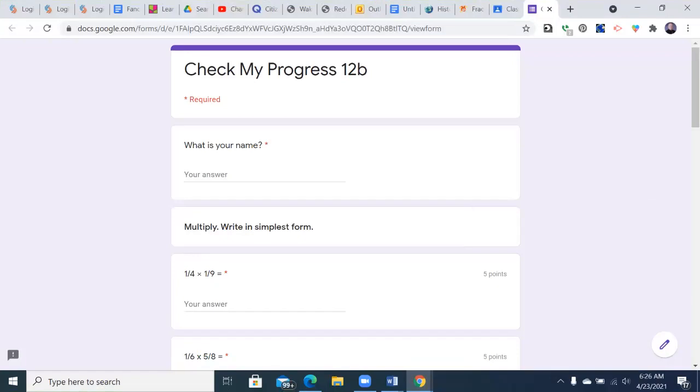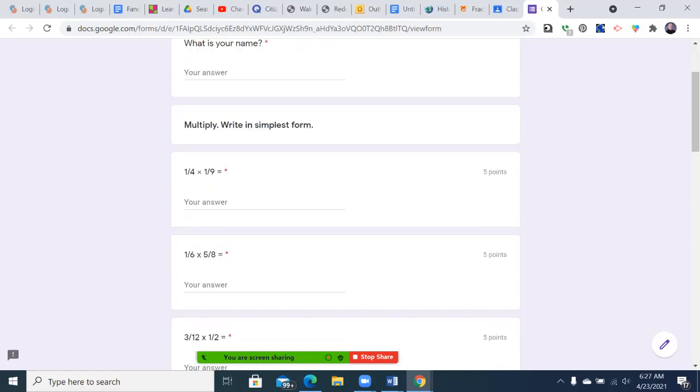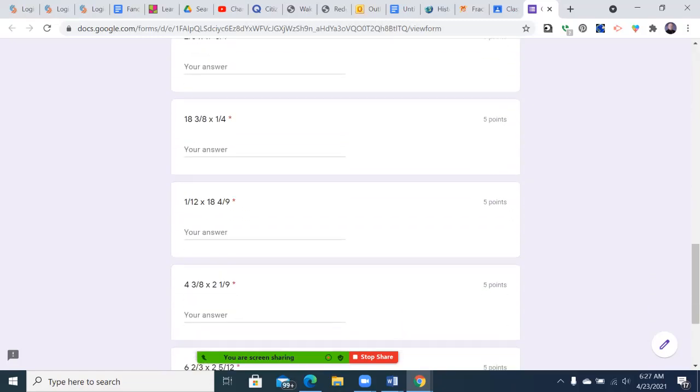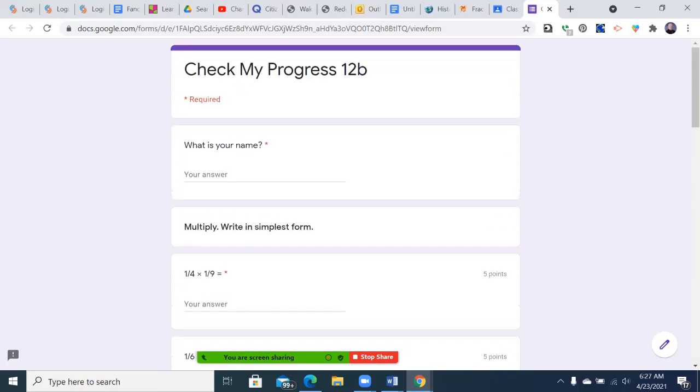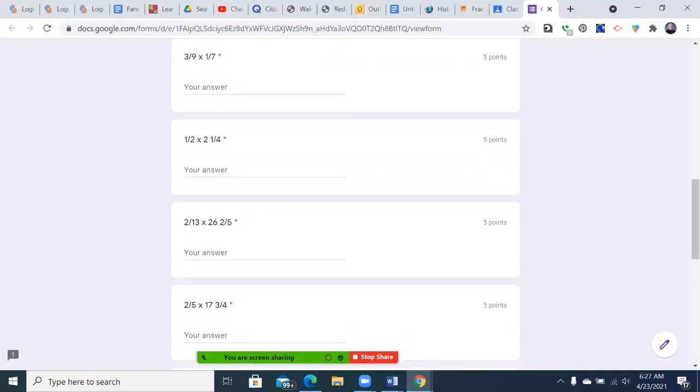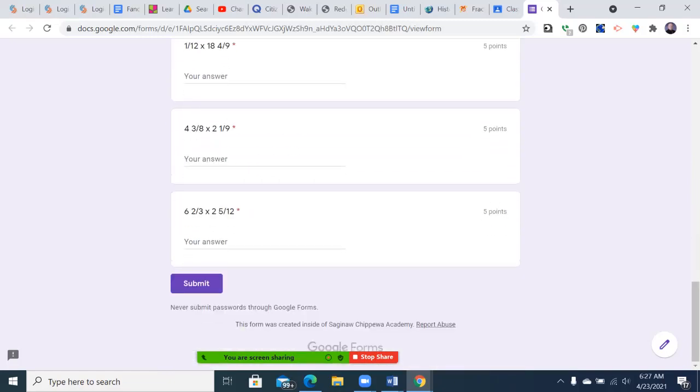When taking these quizzes online or in person with the paper, the first thing you need to do is put your name on it. And please use your real name so I know who you are. You'll see here that the directions on this document are: multiply, write in simplest form. So for all of these problems, you're just multiplying and writing in simplest form. It's the only set of directions that exist on this document. If you're doing the paper copy, at the end you turn it into the black bin. If you're doing the Google Form, make sure you hit submit at the end.